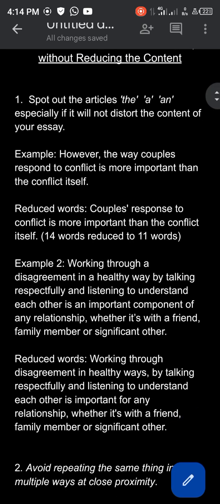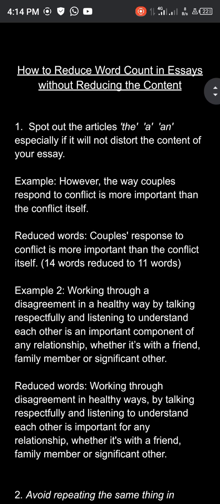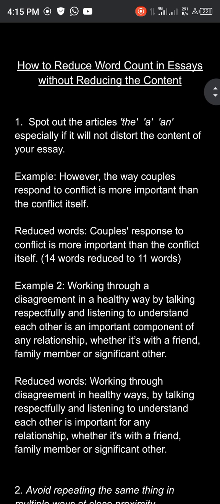Now the first tip is spot out the articles. Articles are words like the, a, like a cat, the, like the bag or the boy, the school. Then we also have an egg.